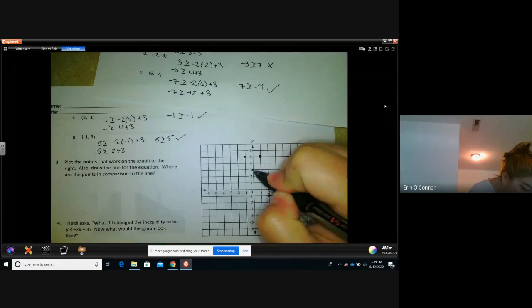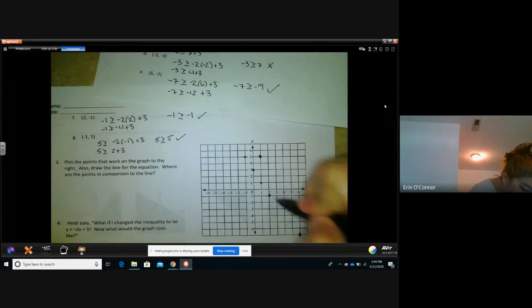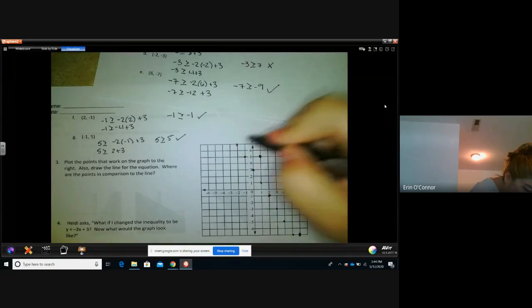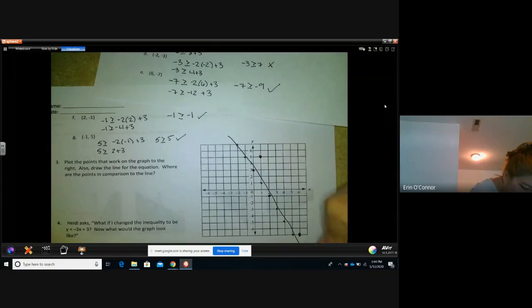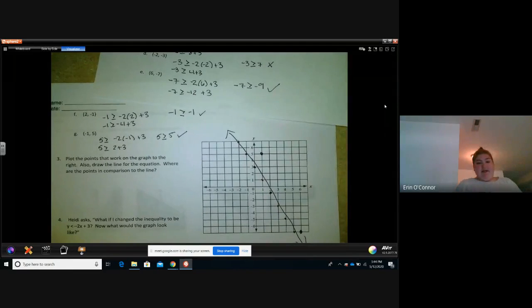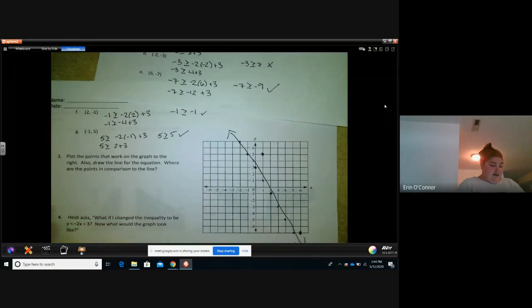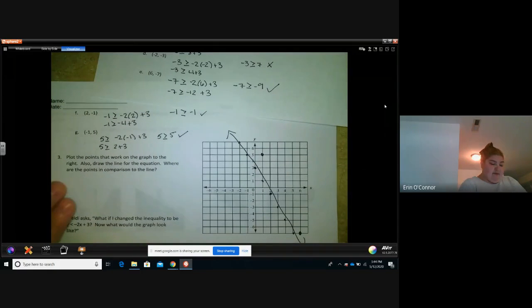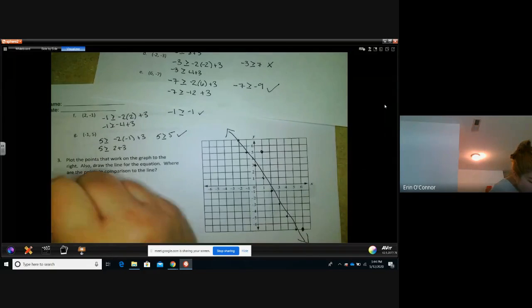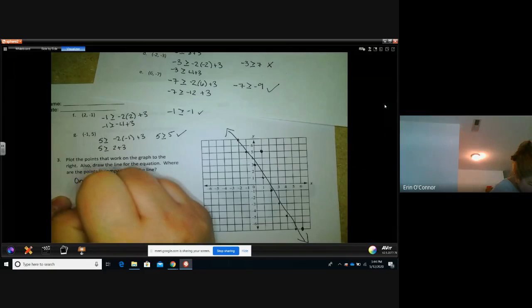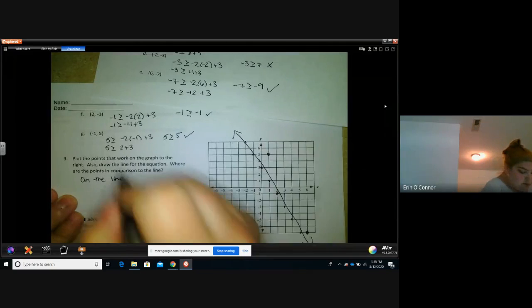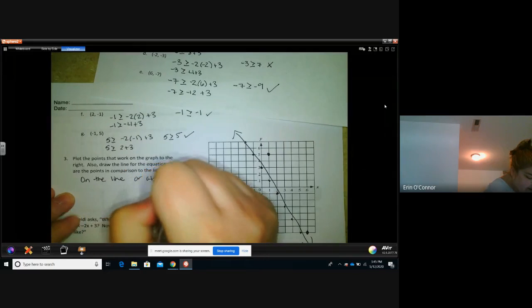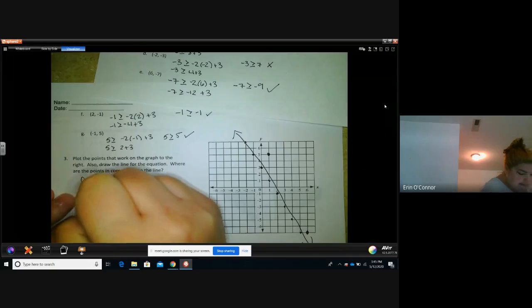Now, let's plot the line. So we start at 3. We go down 2 over 1, down 2 over 1. And we're going to draw the line. Now, the points that worked, and I know I didn't draw the line, where are the points in comparison to the line? They're either on the line or they're above the line. They're up or above the line.